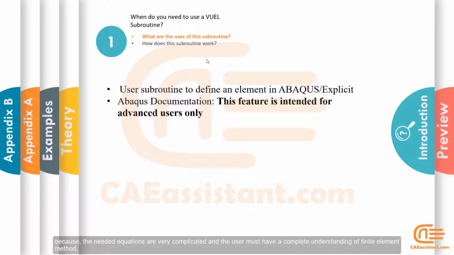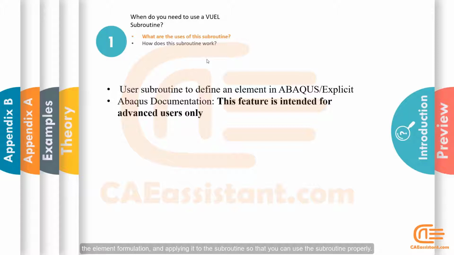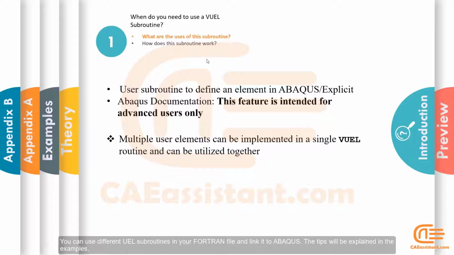and the user must have a complete understanding of finite element method, the element formulation, and applying it to the subroutine so that you can use the subroutine properly. You can use different UEL subroutines in your Fortran file and link it to Abaqus. The tips will be explained in the examples.